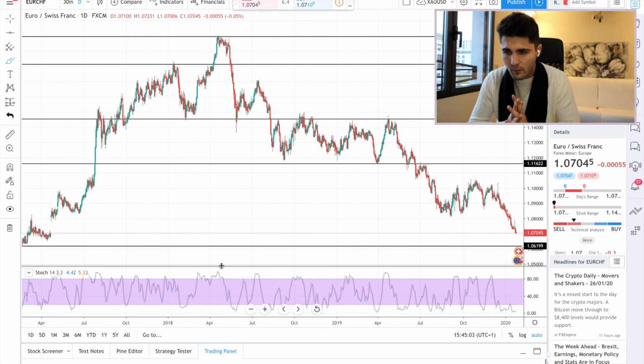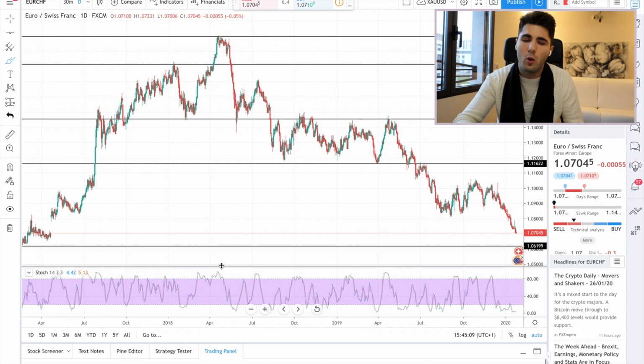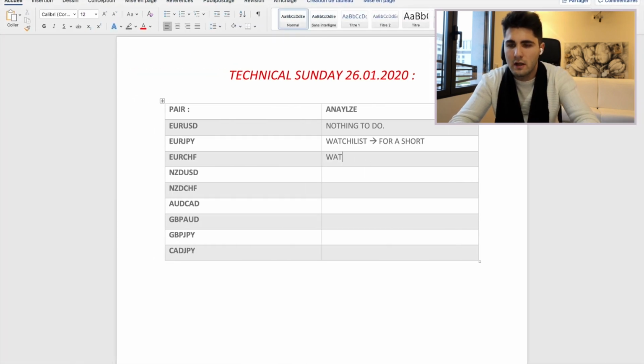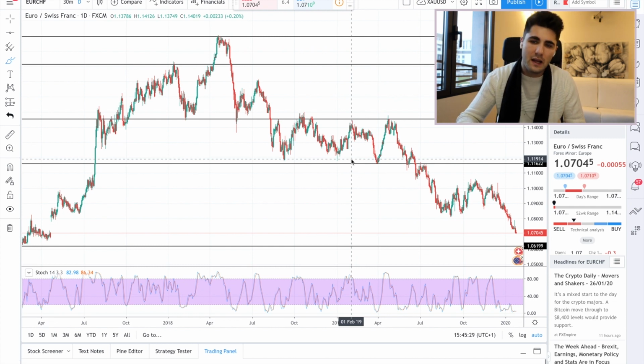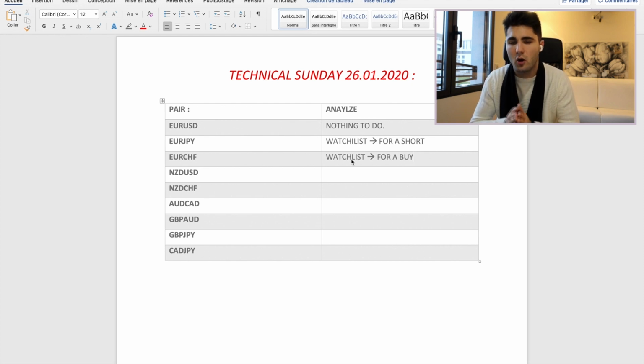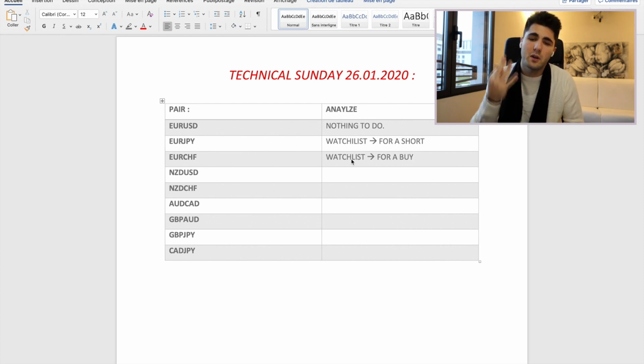That's all. So there is nothing to do with Euro CHF. We have to stay patient, but it's on our watch list for a buy. Also, what you can understand with my trades is that once we get in, it's a kind of swing position that we can hold for a big amount of pips. You can easily get from 100 to 200 pips. So as you can see, we just analyzed 3 pairs. On those 3 pairs, we already made money with the first one, Euro USD, and now we have 2 potential interesting setups.